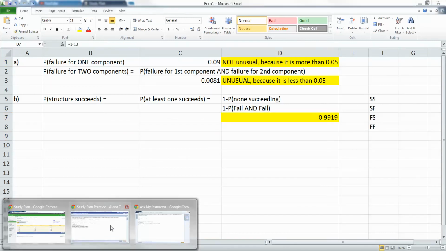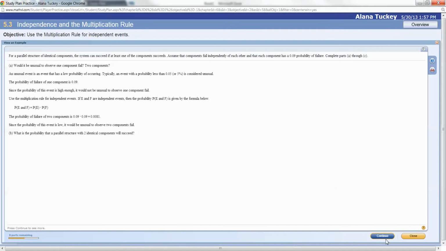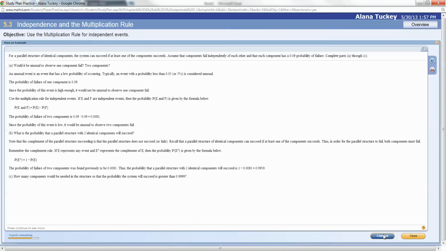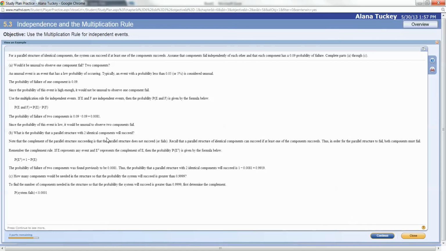Okay, so then let's see what else they need. See if I did that right. We'll double check. See, 1 minus probability V. See, 0.9919. I knew what I was doing.